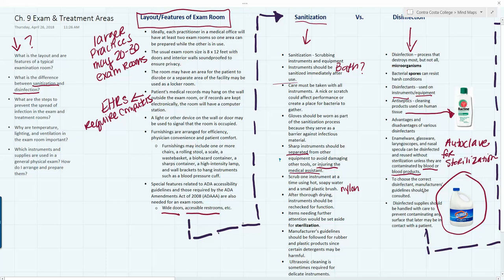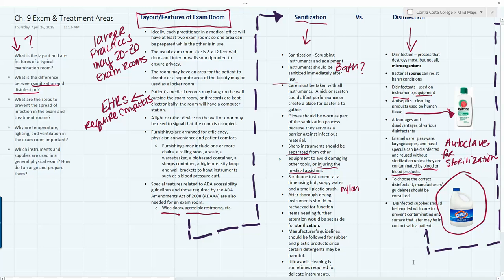We also want to make sure that we are choosing the correct disinfectant. And to do that, we follow the manufacturer's guidelines, of course, as we do for most things. And then disinfectant supplies should be handled with care so that we prevent contaminating any surface that later may be in contact with a patient. So we want to be mindful of that while we're using these disinfectant supplies and disinfecting things, that we're not laying dirty instruments someplace that a patient could touch later, and also that we're not leaving chemicals laying around that could be in contact with patients.